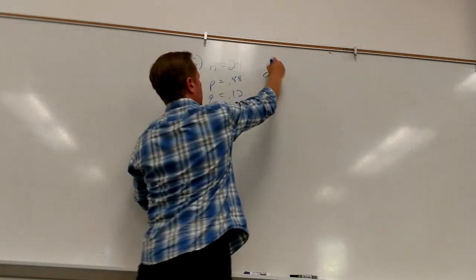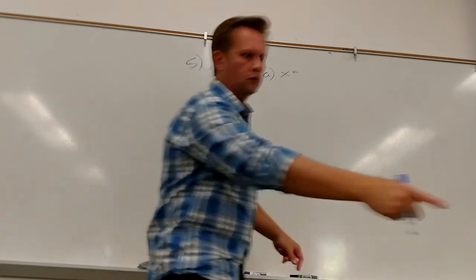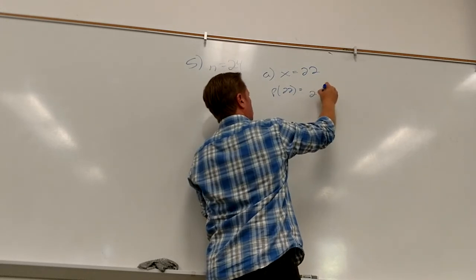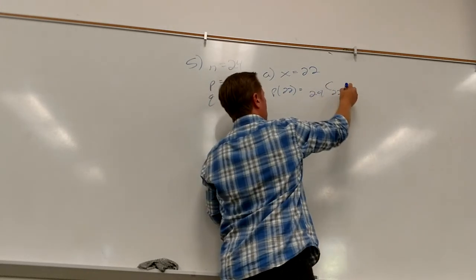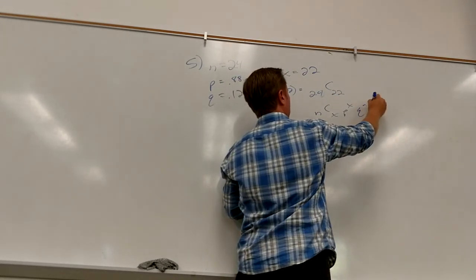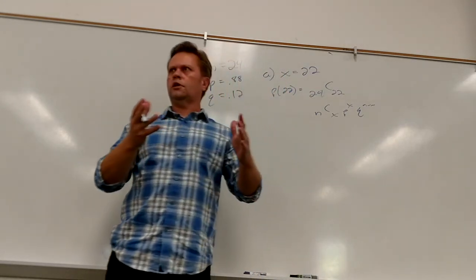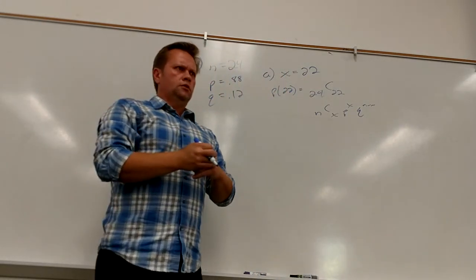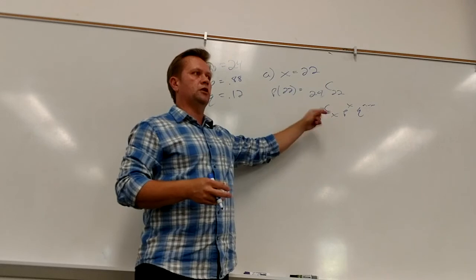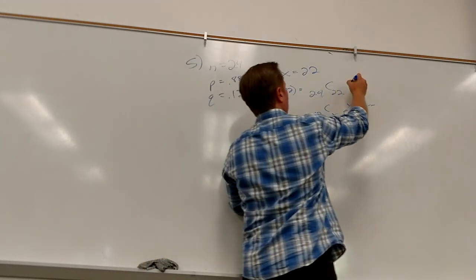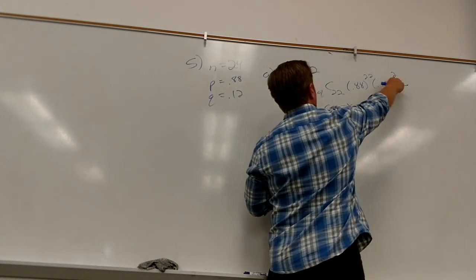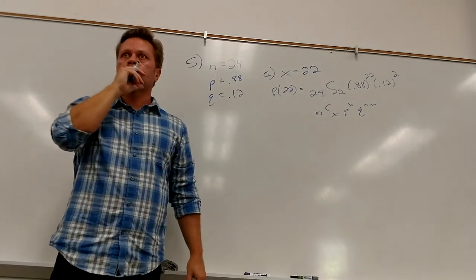And so for part A, what's X? 22. Yeah, exactly. So the probability of 22 will be 24 choose 22. Right? N choose X, P to the X, Q to the N minus X. Right? That guy. So whenever I have an NPQ problem, a binomial problem, and I'm saying, what's the probability of exactly this, you're going to use this formula for sure. 0.88 to the 22nd, 0.12 to the second. Because these two have to add up to be the total. Which makes sense. So on the calculator, that's how we're going to put it.